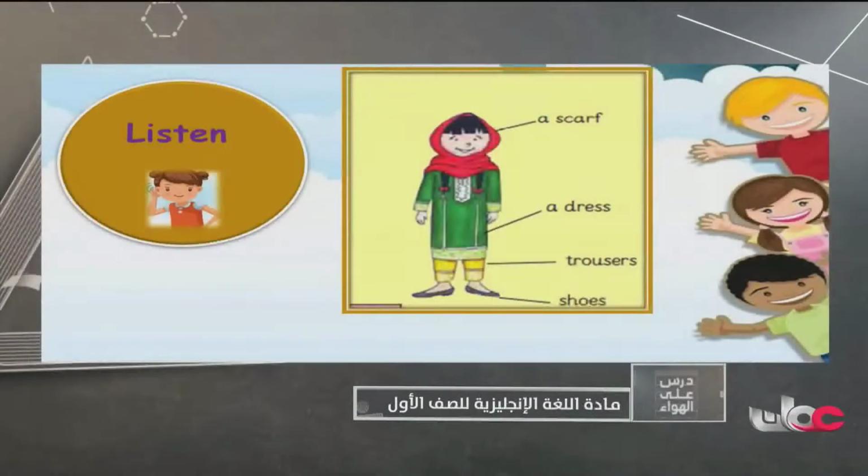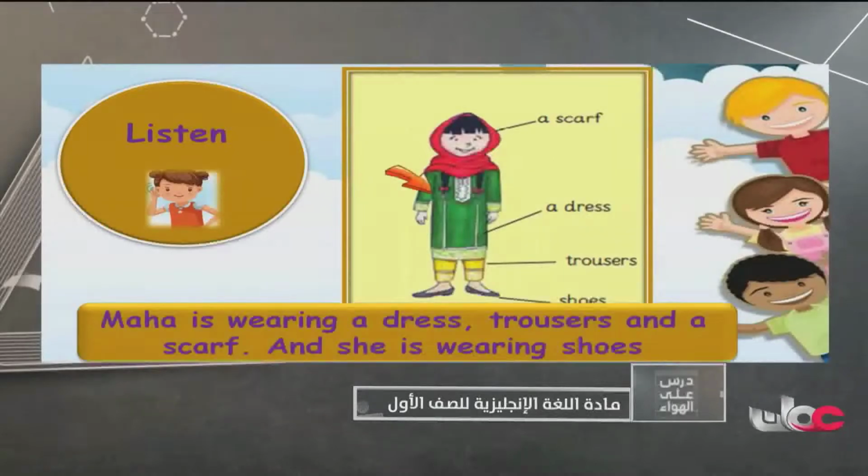Listening 6.2. Maha's wearing a dress, trousers, and a scarf, and she's wearing shoes. Maha's wearing a dress, trousers, and a scarf. And she's wearing shoes. Now you can hear again slowly.